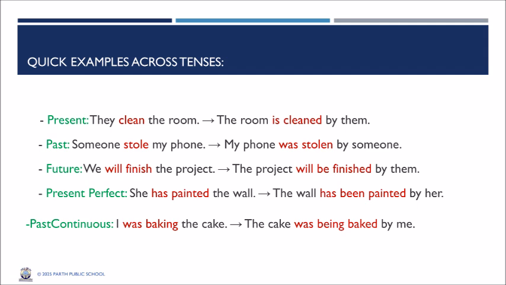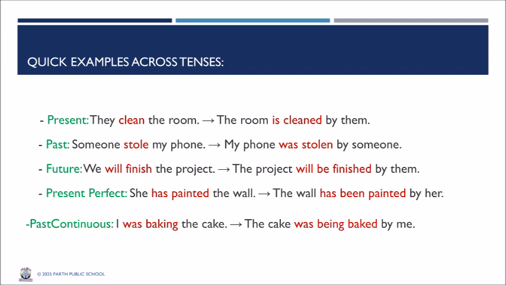We can identify from the tense, will finish. All right, let's convert it. The project will be finished by them. Next one, present perfect tense. Well done. How did you identify that? From "has painted." She has painted the wall. The wall has been painted by her. Can you tell me what form of be has been used here? Been. Correct.